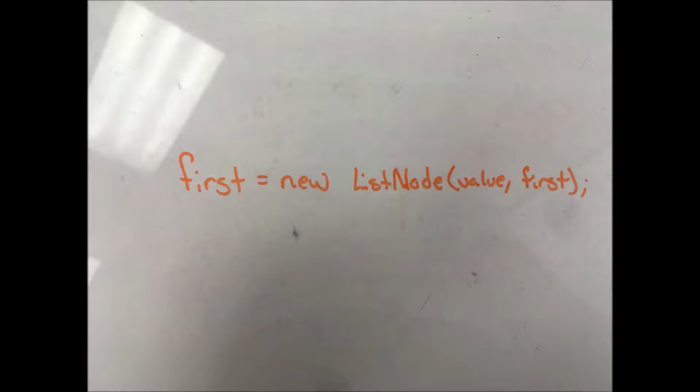The statement new ListNode(value, first) invokes the list node constructor. The line of code is broken down as follows. The new command allocates enough memory to store a list node. The new list node will be assigned the values of value and first. The address of this newly constructed list node is assigned to first.